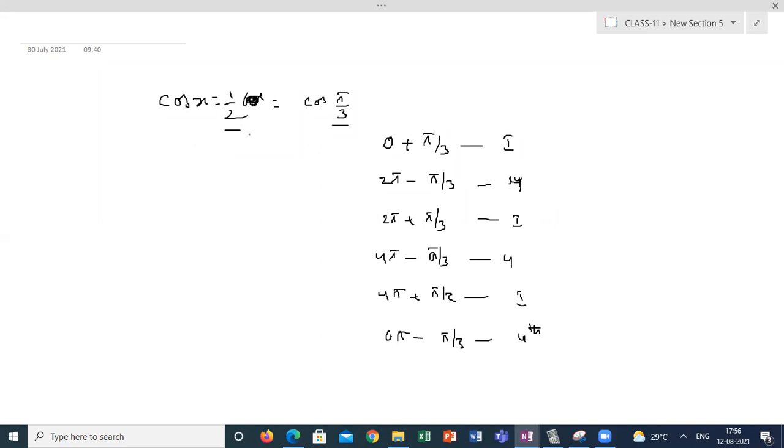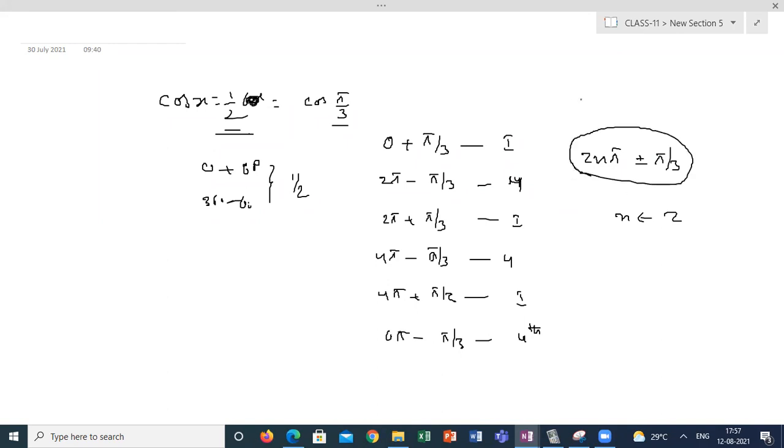Because cos is positive only in two quadrants, either 0 plus that 60 degrees or 360 minus 60 degrees, only then is the value 1 by 2 possible. That's the reason it is 2n pi. How am I writing it? 2n pi plus or minus pi by 3, where n belongs to any integer. That's the reason this is the solution set of cos x is equal to 1 by 2.